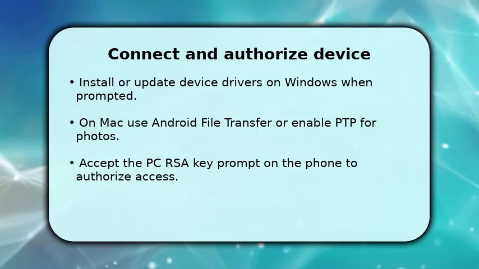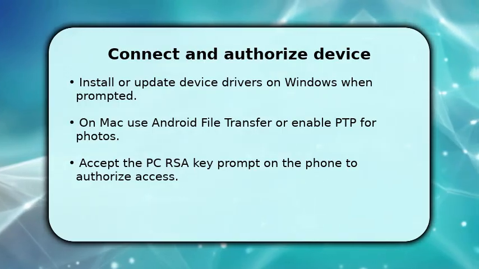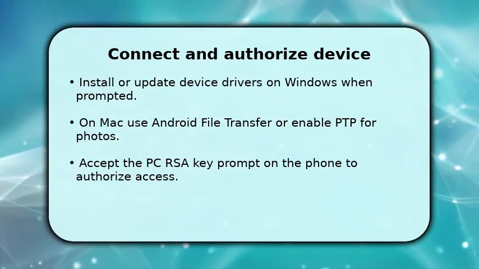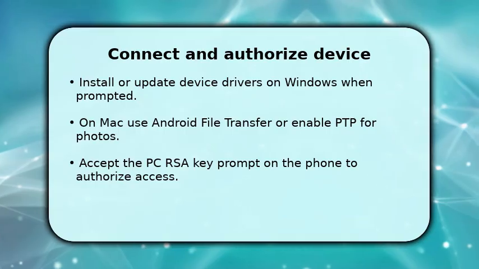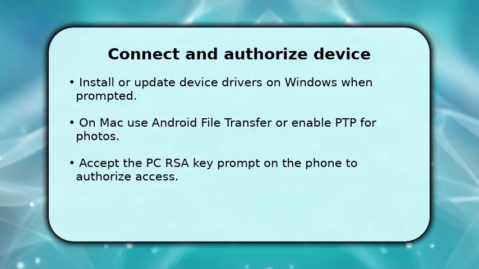When the phone asks to allow USB debugging or to trust the computer, tap Allow. This RSA key authorization prevents unauthorized access and ensures secure transfers. Once authorized, the computer lists storage, and you can move files, run backups, or use syncing apps.